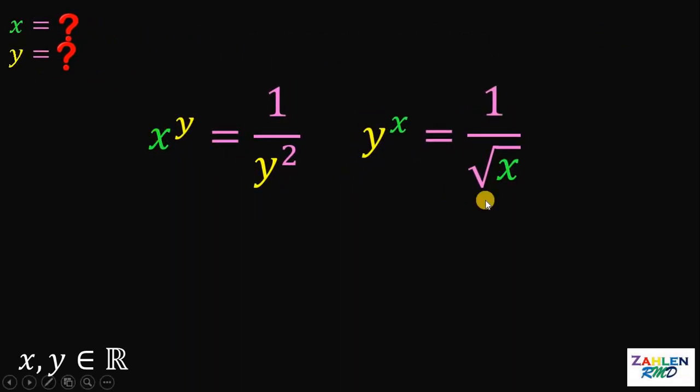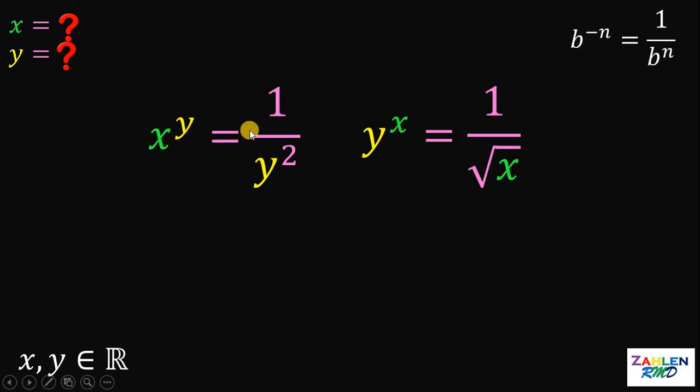Given these two equations, we need to solve for the real values of x and y. How do we start our solution? One way is to express this equation in one variable, and of course, we need to use both equations. So, let's focus first on the first equation.